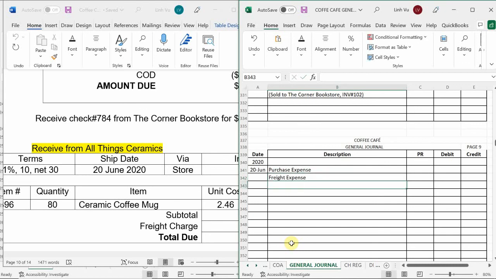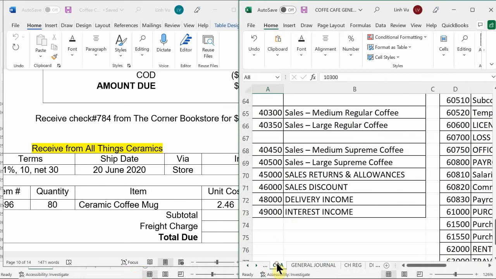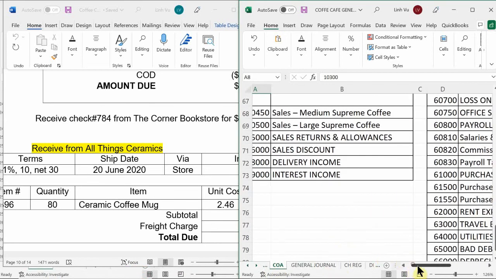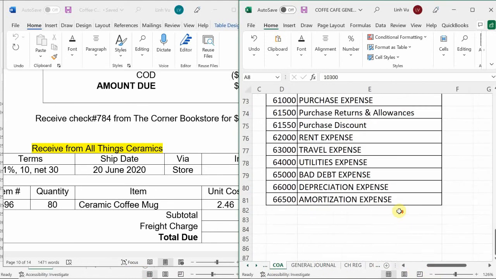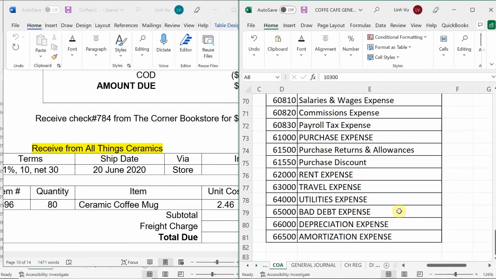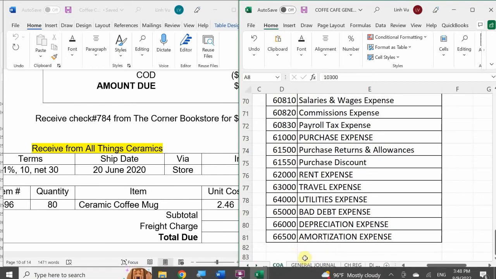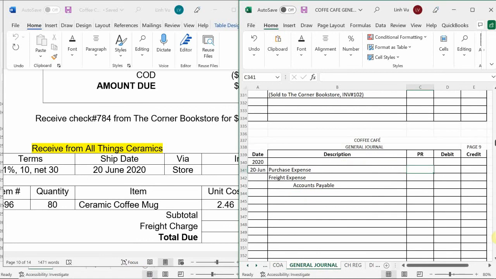All right, and how are we going to pay for it? Accounts payable. In this case, we are very low on money, so we are going to take every advantage of paying them later. They gave us 30 days, so we can take advantage of that. So let's take a look at what purchase expense account is. Purchase expense is account number 61,000. Okay. 61,000, 6,300. Oops. This is 20,000.